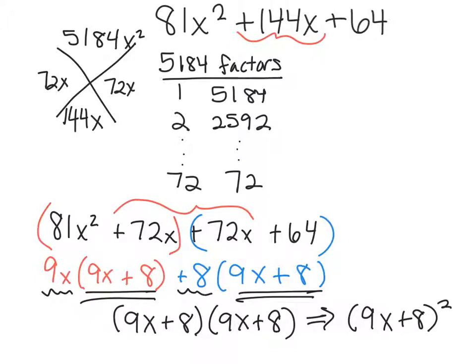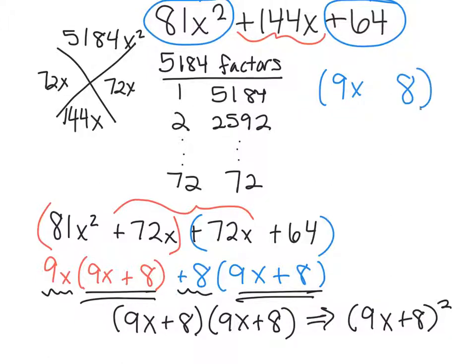All right. So do I have to go through that craziness every time? What if the factors are huge, like 5,184? Well, ideally, you will notice that 81x squared and 64 are both perfect squares. The square root of 81x squared is 9x. The square root of 64 is 8. And the middle term happens to be positive, so these two need to be positive. So we have 9x plus 8 squared.